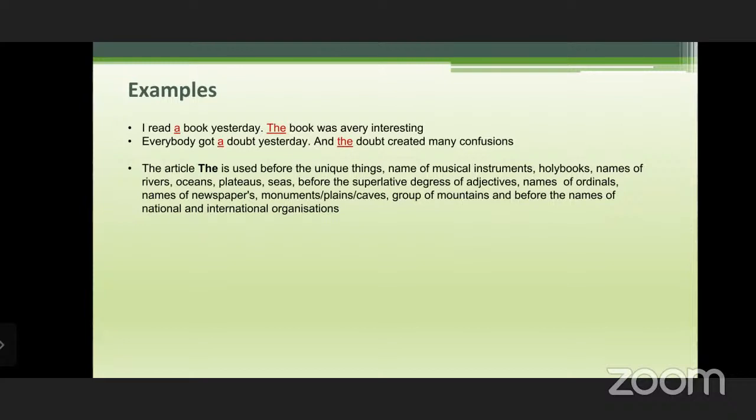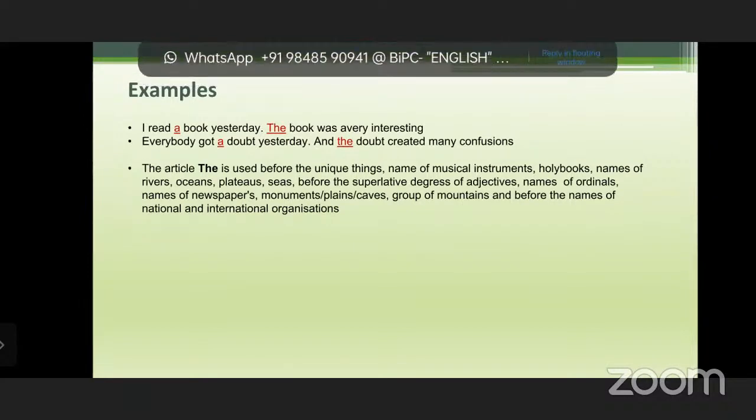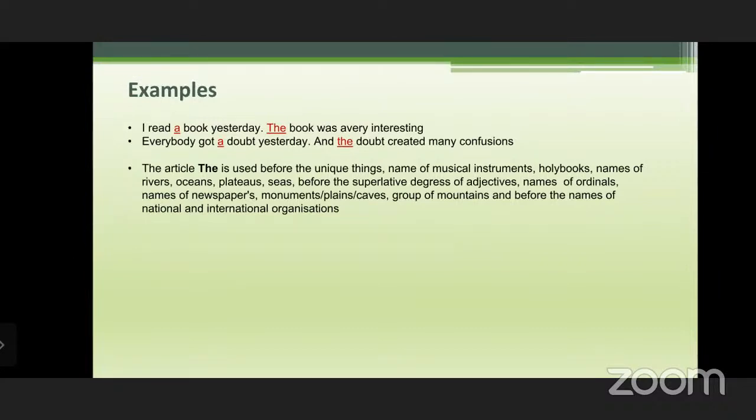And see the second example. Everybody got a dashed doubt yesterday. And a dashed doubt created many confusions. So what is the repeated word in this sentence, children? Yes, doubt is repeated here. For the first time, we have to use the indefinite article a or an based on the pronunciation. Now see, doubt, d, da, doubt. It gives a consonantal sound, so we have to use the indefinite article a. And see the next blank. And dash doubt created many confusions. Here it is repeated for the second time, so we have to go for the definite article the.